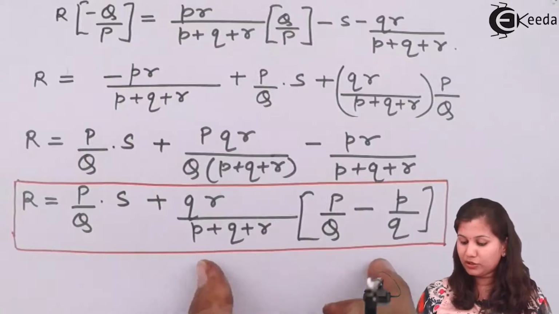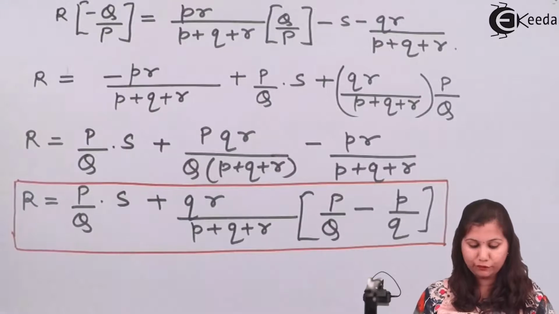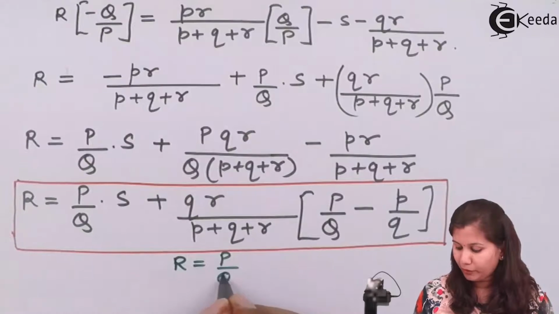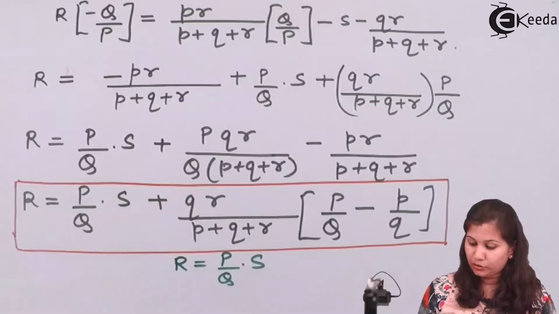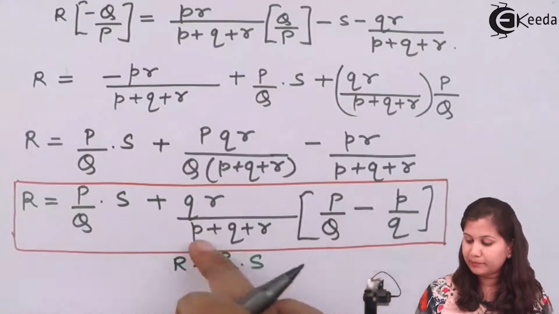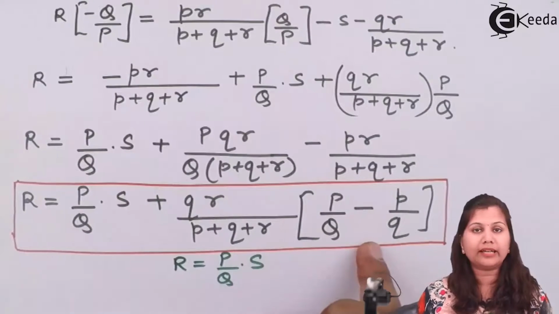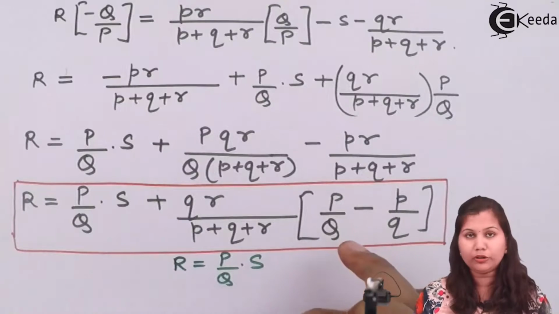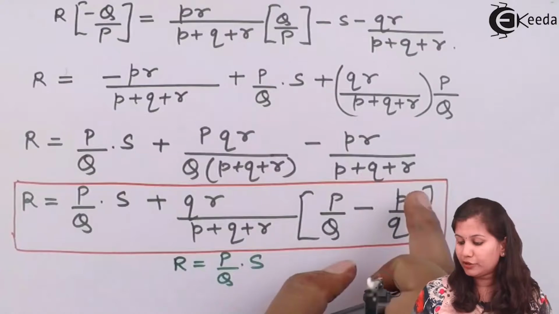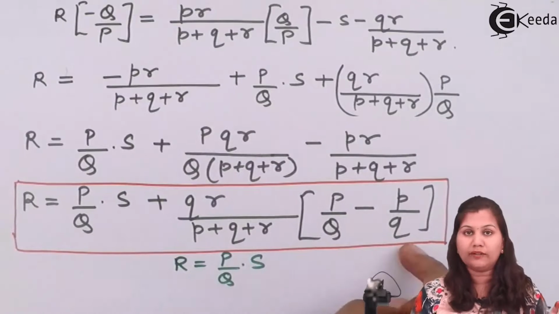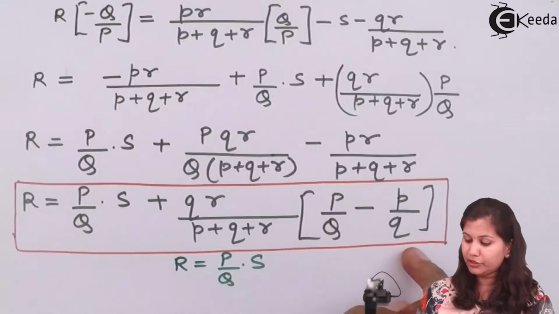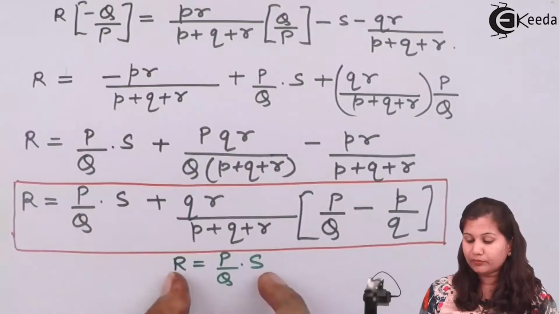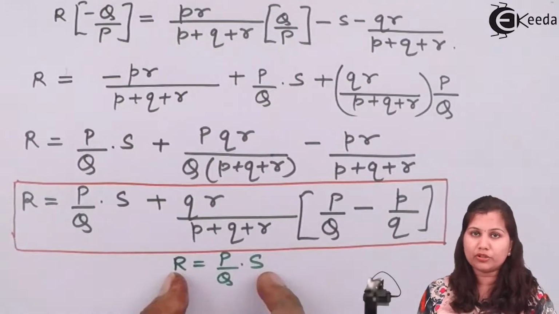Now in this expression, if you compare it with the expression for the Wheatstone bridge, for Wheatstone bridge we have R equals P upon Q into S. So this is present, but this second term is the additional term in the Kelvin double bridge. Now if the ratio P upon Q is equal to the ratio of small p upon small q, which is the condition for the Kelvin double bridge, then this difference will become 0 and this is the ratio we get from the Wheatstone bridge.